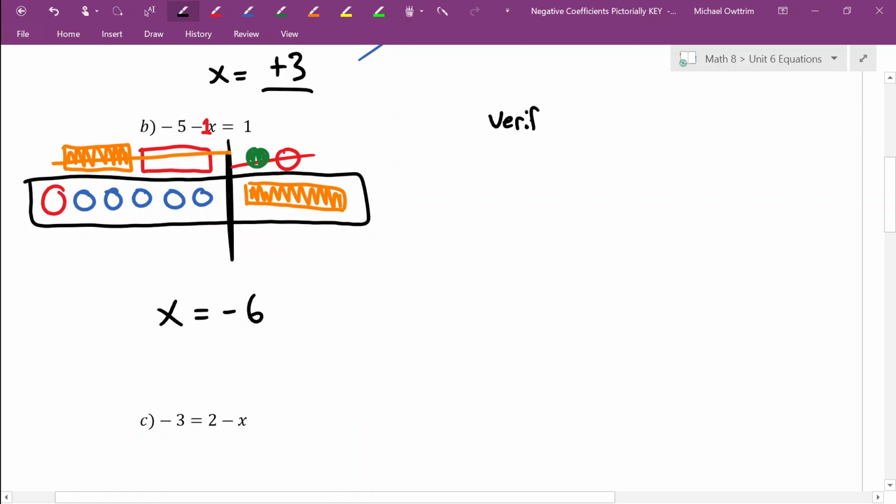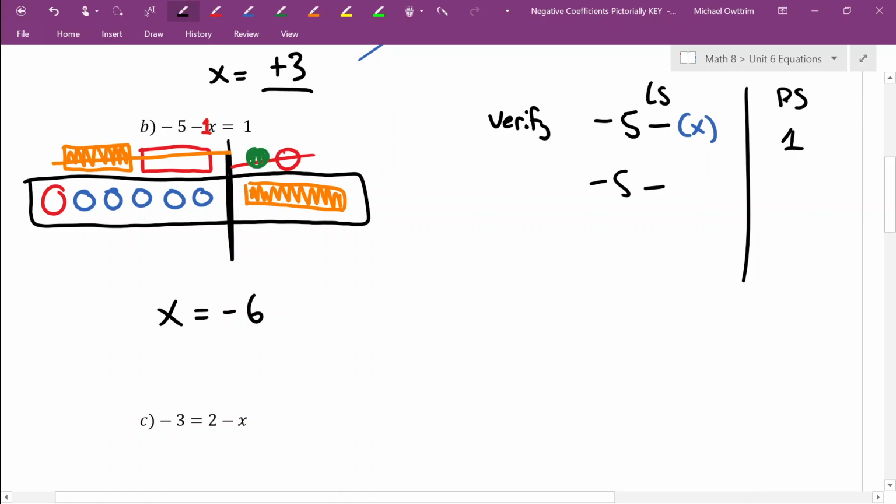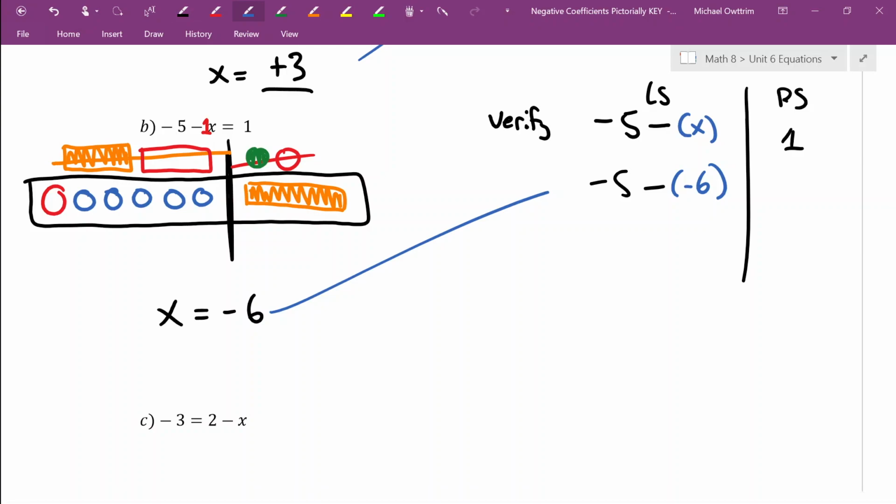When I verify this, again, I want to be careful with my integers. So I need to do -5, subtract whatever x is on the left side. And then the right side in this equation is just +1. So I need to do -5, subtract, I think x is -6. And of course, the other side is just +1.